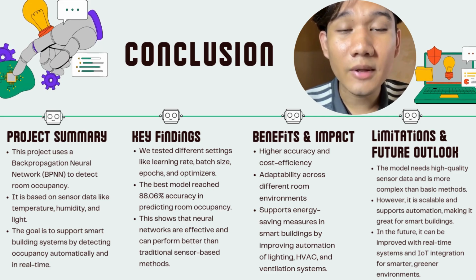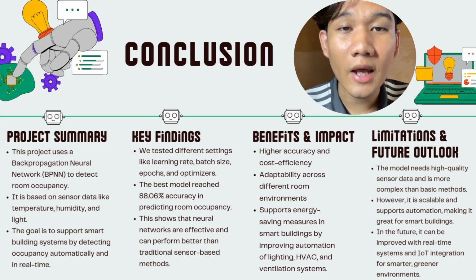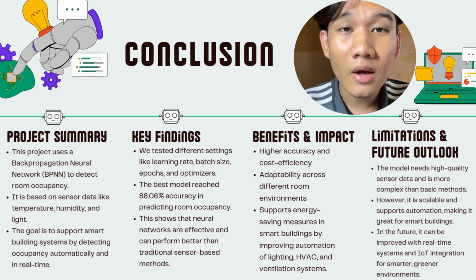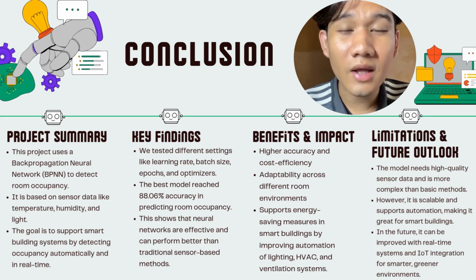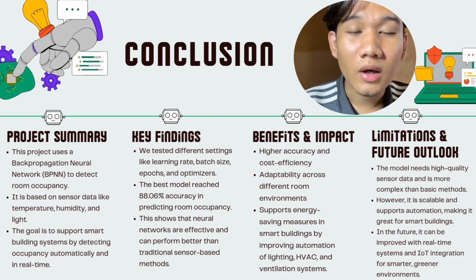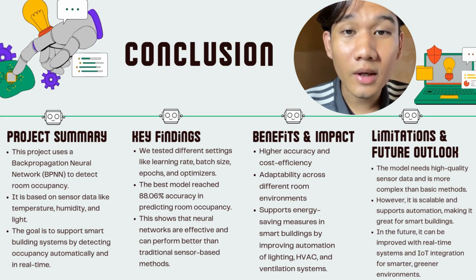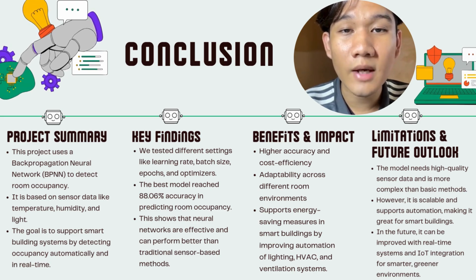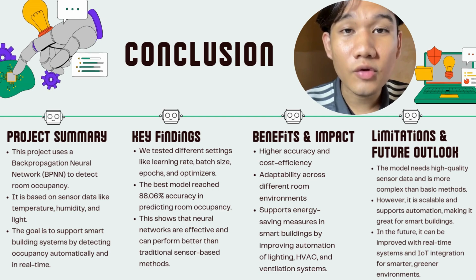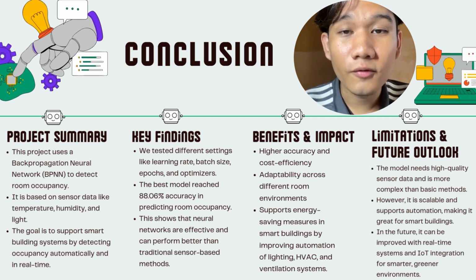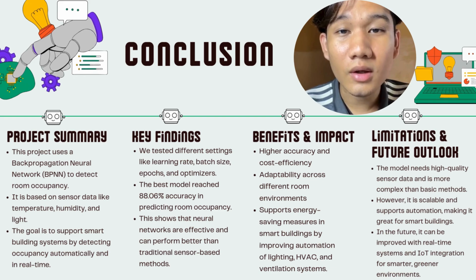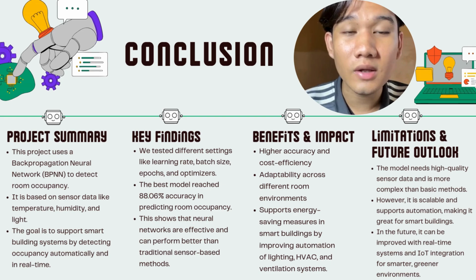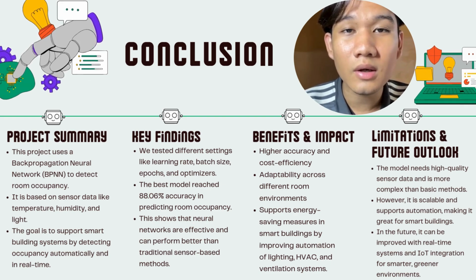But the limitation of this BPNN is that the model needs high quality sensor data and is more complex than basic methods. However, it is scalable and supports automation, making it a good fit for smart buildings. In the future, it could be improved further by integrating with real-time systems and IoT, which is the Internet of Things, for smarter and greener environments.